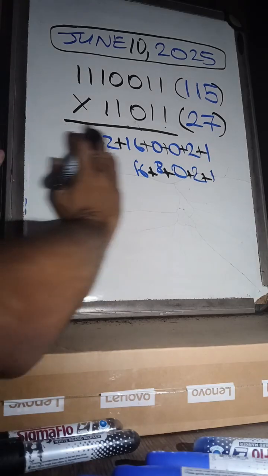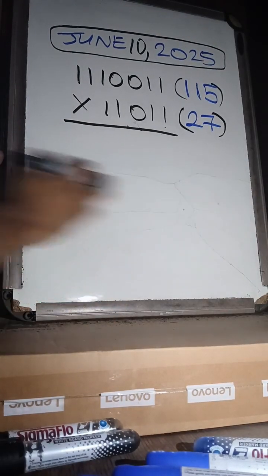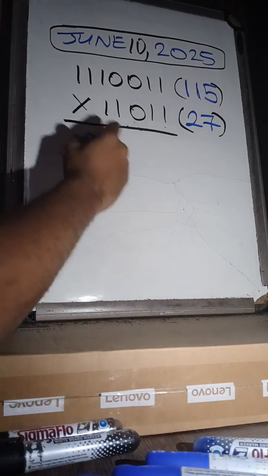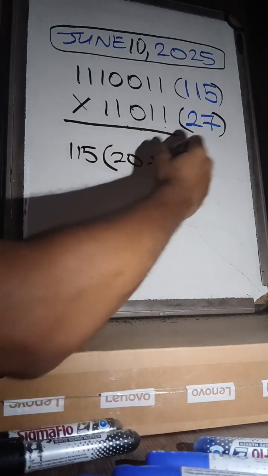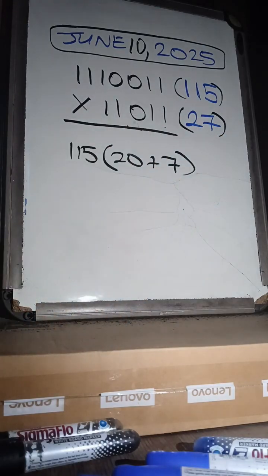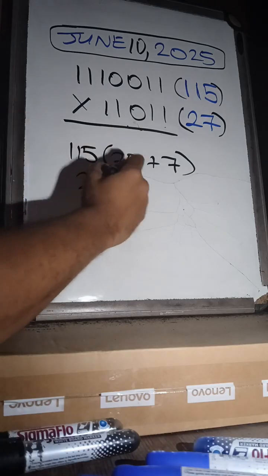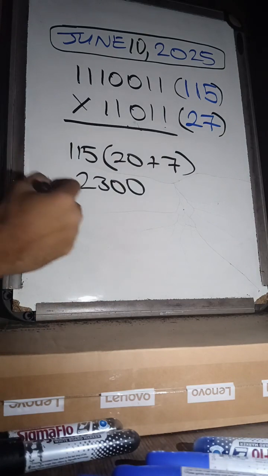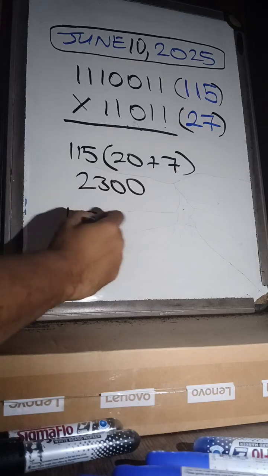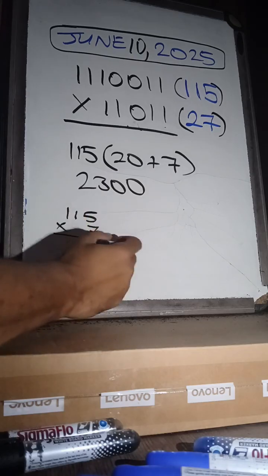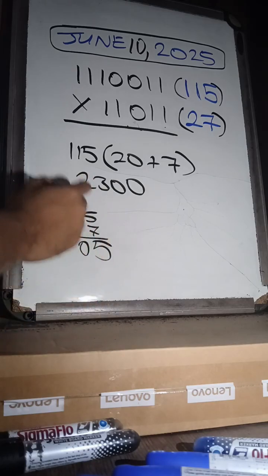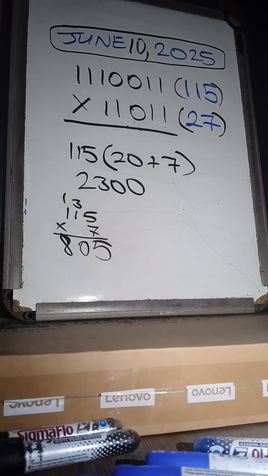So, now, I guess the only thing left to do is just to multiply, so let me say 115 plus 115, 230. So this would be, right? Then now 115 times 7. Let's see. Alright, so that's 805.